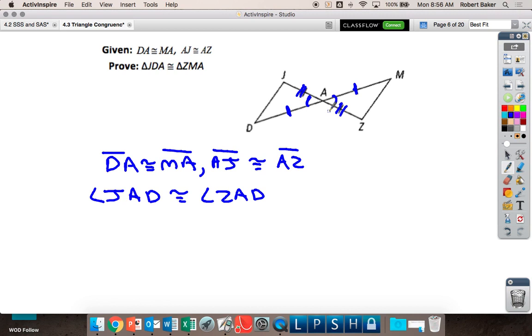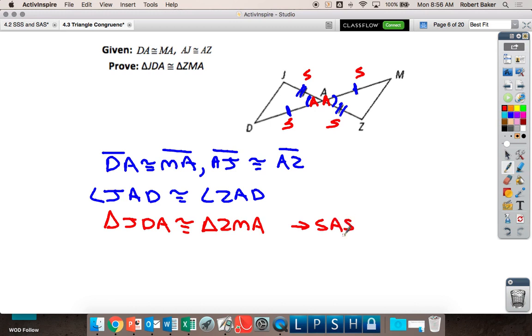I see. So if you write what you marked, this side is congruent to this side, and this side is congruent to this side, and this angle is congruent to this angle. You have the side angle side shortcut. So you could write that triangle JDA is congruent to triangle ZMA, and you use the side angle side shortcut.